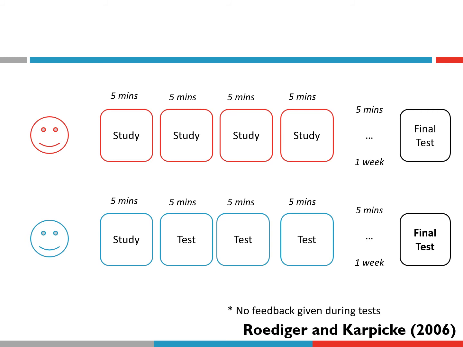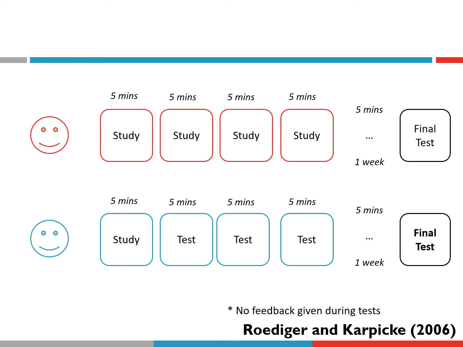And what the researchers did is they had 2 tests that they administered. One was after 5 minutes and the other was after 1 week. So again, very similar to Ebbinghaus, we're looking at the effects of delays on memory performance, right? So we have an immediate test after 5 minutes and a delayed test after 1 week.